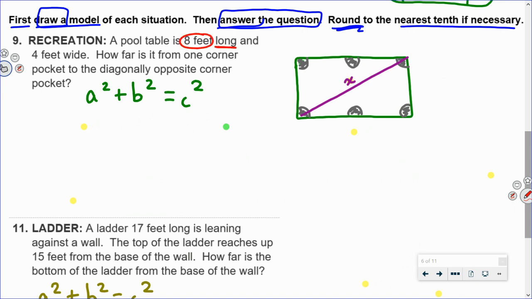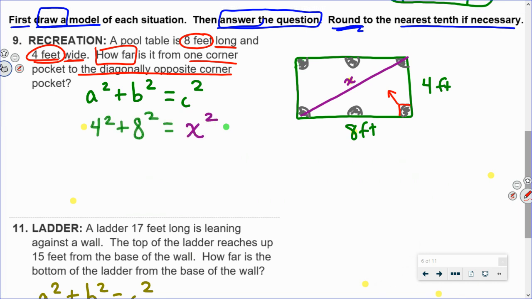8 feet is the length. 4 feet is the width. How far? One corner to the diagonally opposite corner. All right, I'm going to put 8 and 4. Naturally, 8 would be the longer edge length, 4 would be the shorter. And from here, we ask ourselves, which of those is the hypotenuse? Well, if this is the right angle, the hypotenuse is actually the missing piece. We know the two legs, and I'm going to trust you to go ahead now.